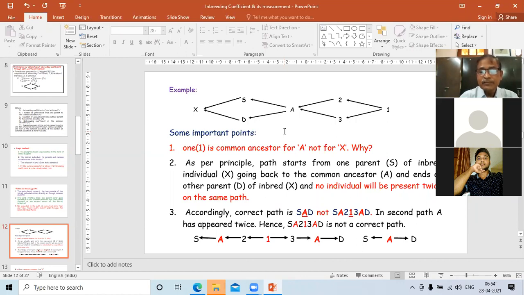If you consider this as the path, then A comes twice. It has come here, and it has come here. That means according to the principle, no individual should come twice in a path. If it occurs, then you should see that this is a wrong path. Okay? So here, yes, sir. This is N1. So S to A, the value of N1 will be 1. D to A, the value of N2 will be 1. This is the right path. This is A to S, A to D, or you can say S to A to D. This is a complete path, and the other path is the wrong path.